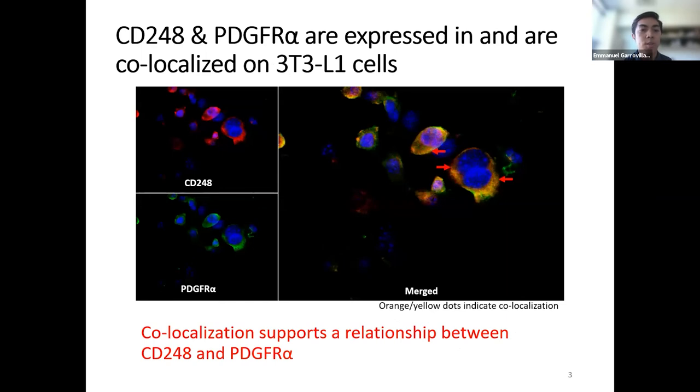To test this, we used 3T3L1 cells, which are a model of pre-adipocyte or precursor fat cells, to show that CD248 and PDGF receptor alpha are colocalized. CD248 is shown in red, and PDGF receptor alpha is shown in green. And when these images are superimposed, you can see that these yellow-orange dots indicate that they overlap, supporting that there is likely a relationship between these two molecules.